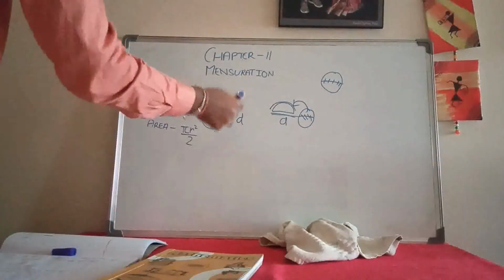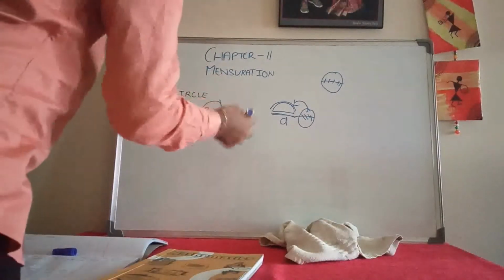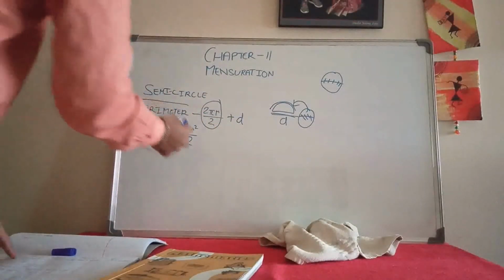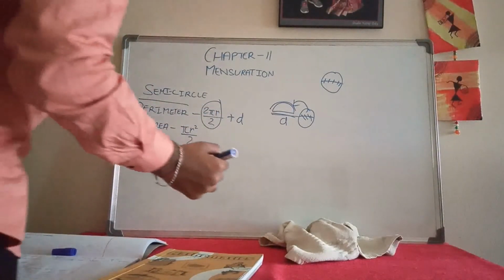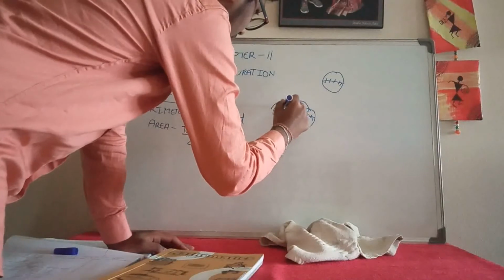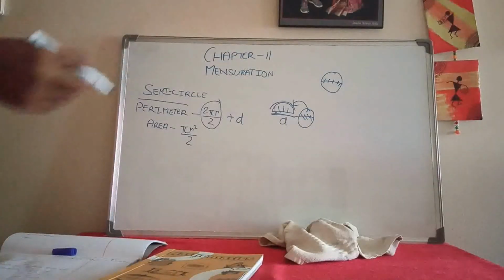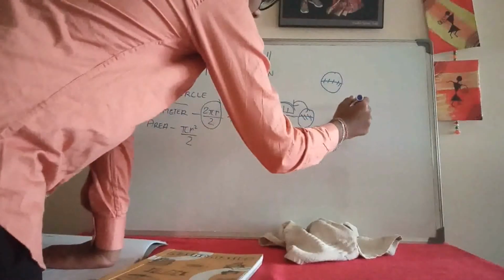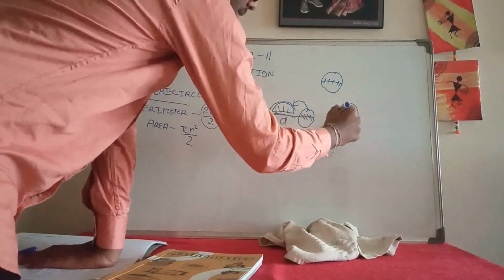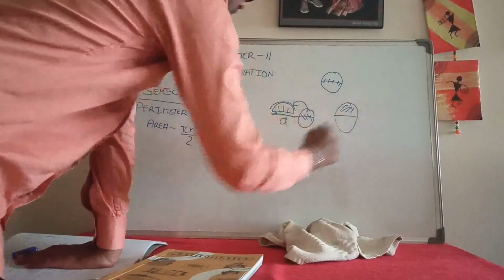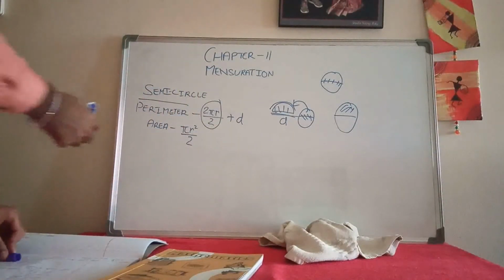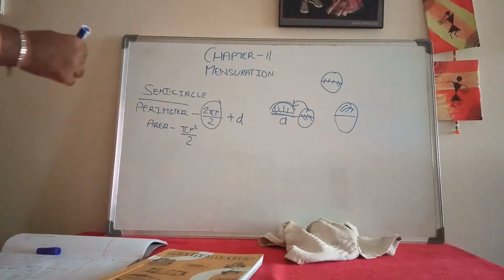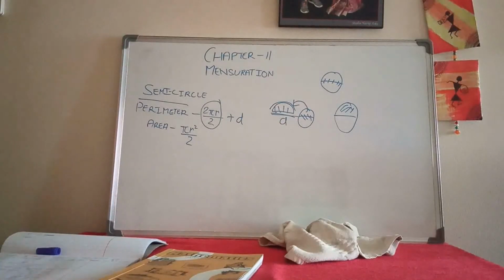So it is 2 pi r divided by 2 plus d, that's diameter, and then the area is pi r square divided by 2. So we find the area of this. In the area, we don't have to add diameter or anything, because it is simply the area of the full circle divided by 2. So the area of semicircle becomes pi r square divided by 2, because pi r square is the formula for the area of a circle. Now we will move forward and see how to use these formulas.